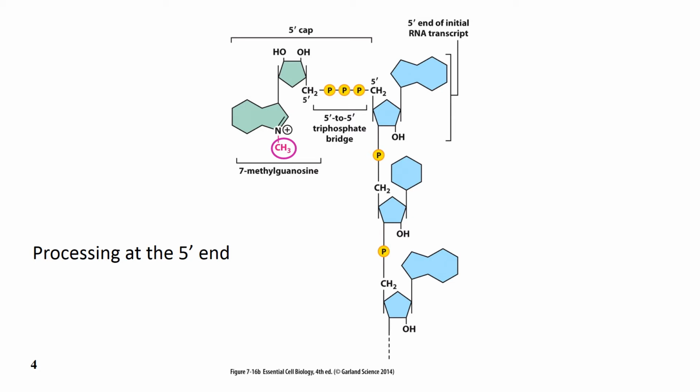This 7-methyl-G nucleotide is attached to the 5' end in an upside-down sort of way, with the 5' end of the 7-methyl-G attached to the 5' end of the mRNA transcript. The 5' ends of these two ribonucleotides share what is called a 5' to 5' triphosphate bridge.